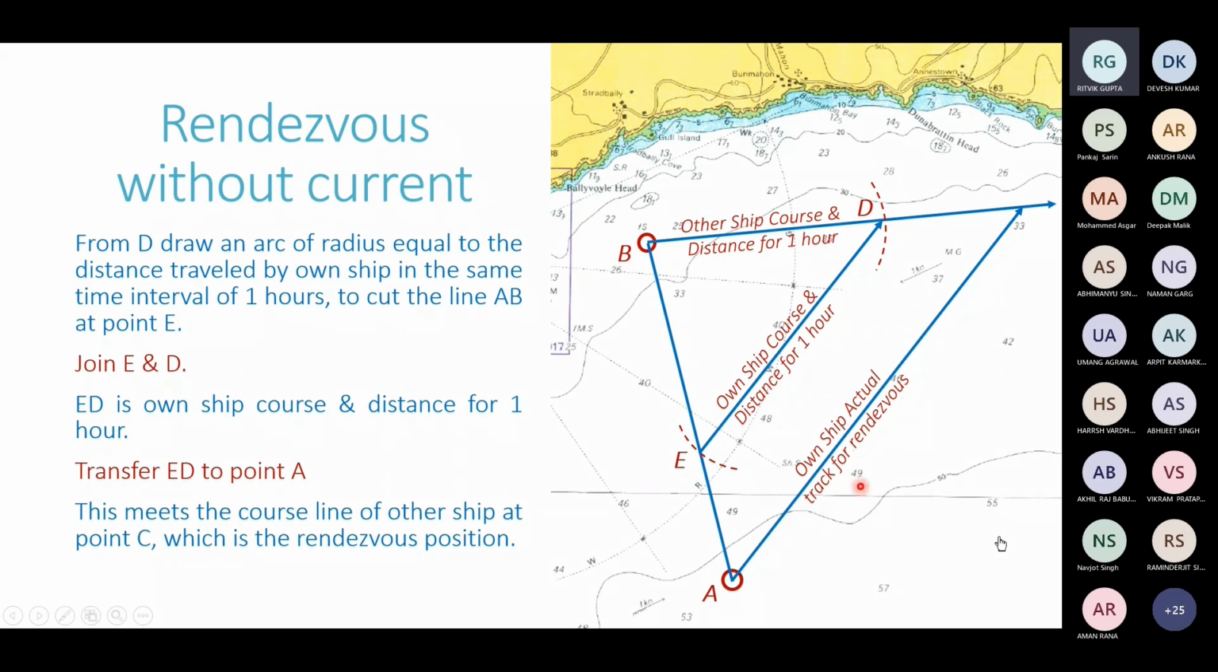Now this line which we have drawn, it will meet up with the track of the target ship at a certain point. Let's call that point as C, Charlie. Now this Charlie is our rendezvous position. So beta, have a good look at the plot and let me know any doubts coming to your mind.